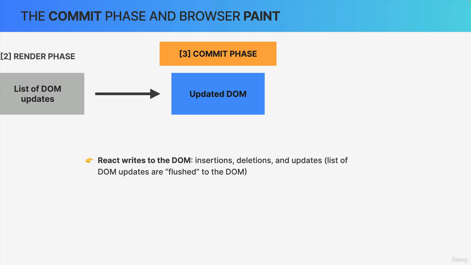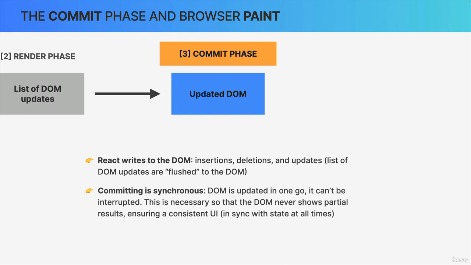Now, writing to the DOM happens all in one go. So we say that the commit phase is synchronous, unlike the rendering phase, which can be paused. So committing cannot be interrupted. And this is necessary so that the DOM never shows partial results, which ensures that the UI always stays consistent. In fact, that's the whole point of dividing the entire process into the render phase and the commit phase in the first place. It's so that rendering can be paused, resumed, and discarded, and the result of all that rendering can then be flushed to the DOM in one go.